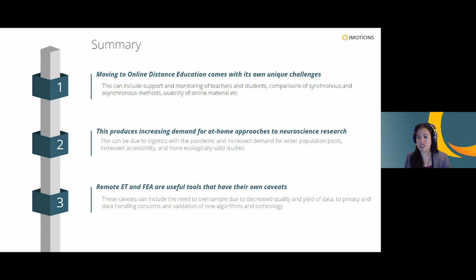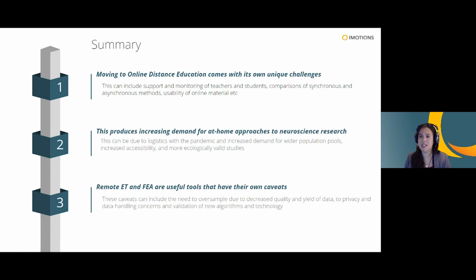Of course, this produces increasing demand for at-home approaches to research. And this can be due to logistics during the pandemic, but also an increased demand for wider population pools, having more accessibility to more diverse data sets, and now ecologically valid studies, since we're recording data from home while people are learning at home. Remote eye tracking and facial expression analysis are really useful tools for remote research, but they each have their own caveats. And this is just due to the uncontrolled nature of collecting data from people's homes.